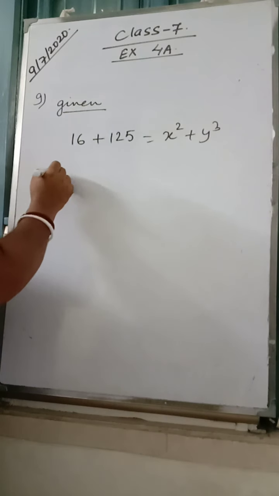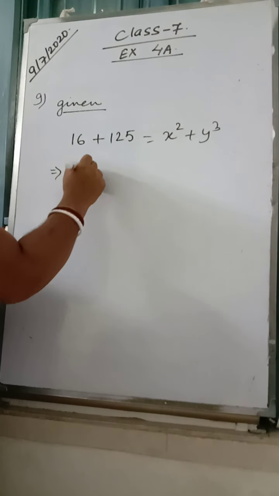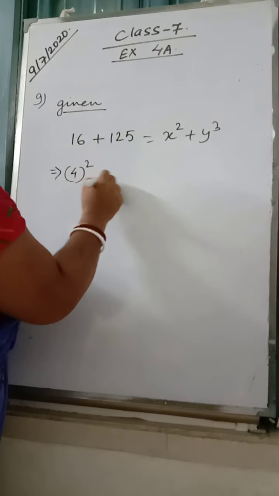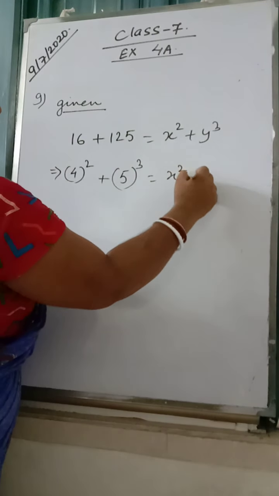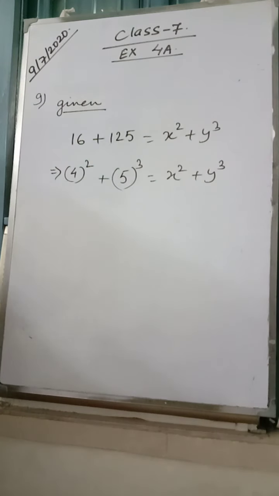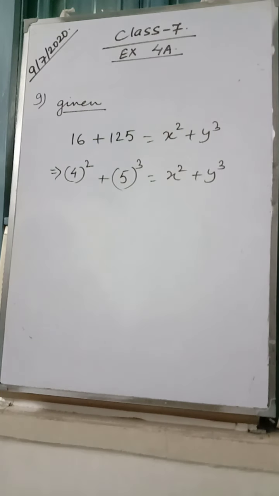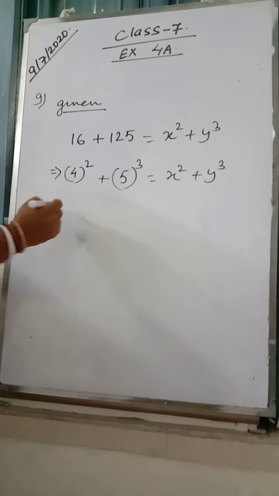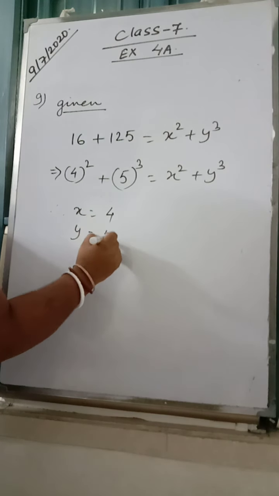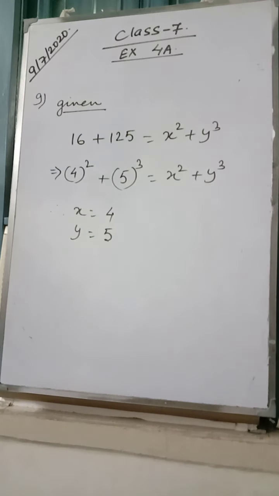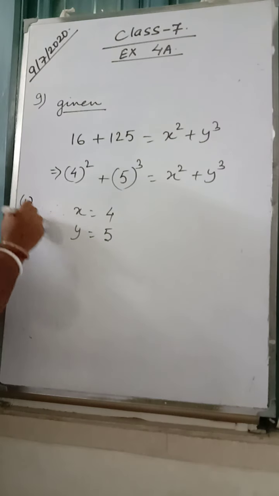What do we know? This 16 is a square of 4. I can write 16 as 4 square. And 125 I can write as a cube of 5, equal to x square plus y cube. Is it? The 16 is broken in terms of square, and 125 is broken in terms of cube. So from here we can write x is equal to 4, y is equal to 5. This is number 1. X is equal to 4, y is equal to 5.